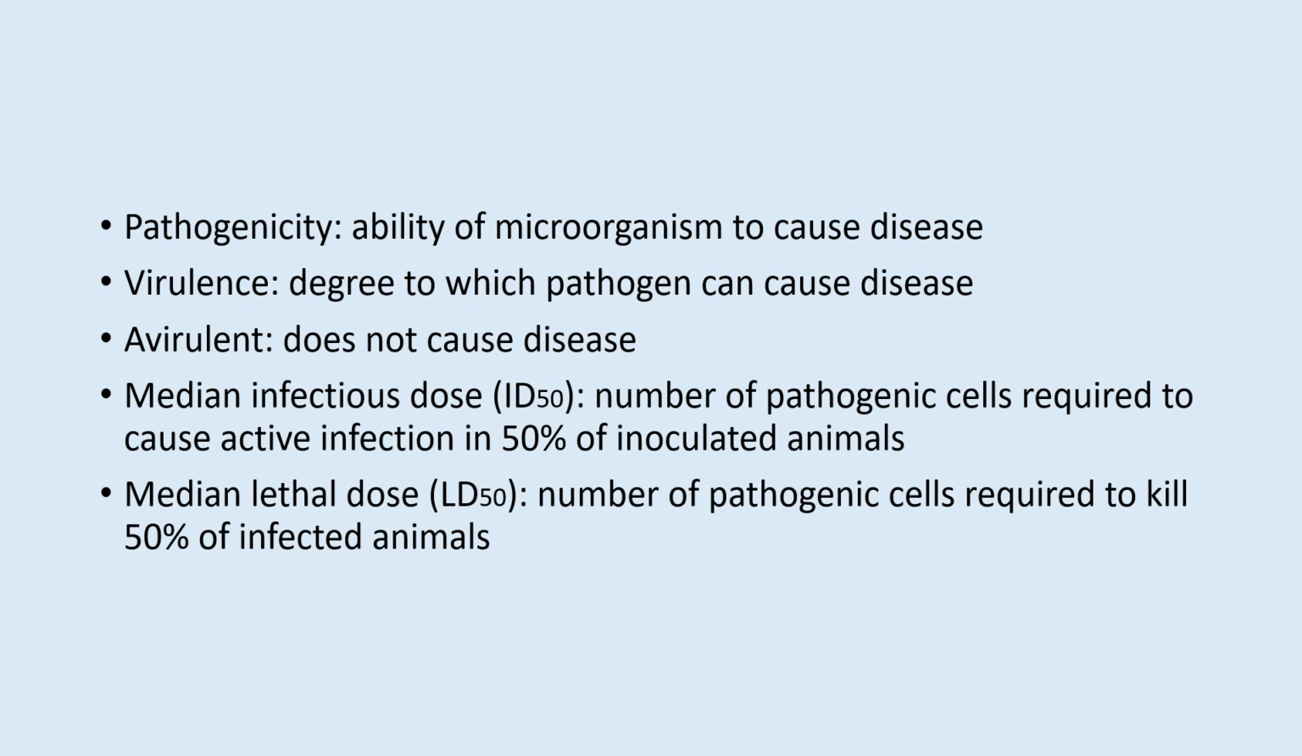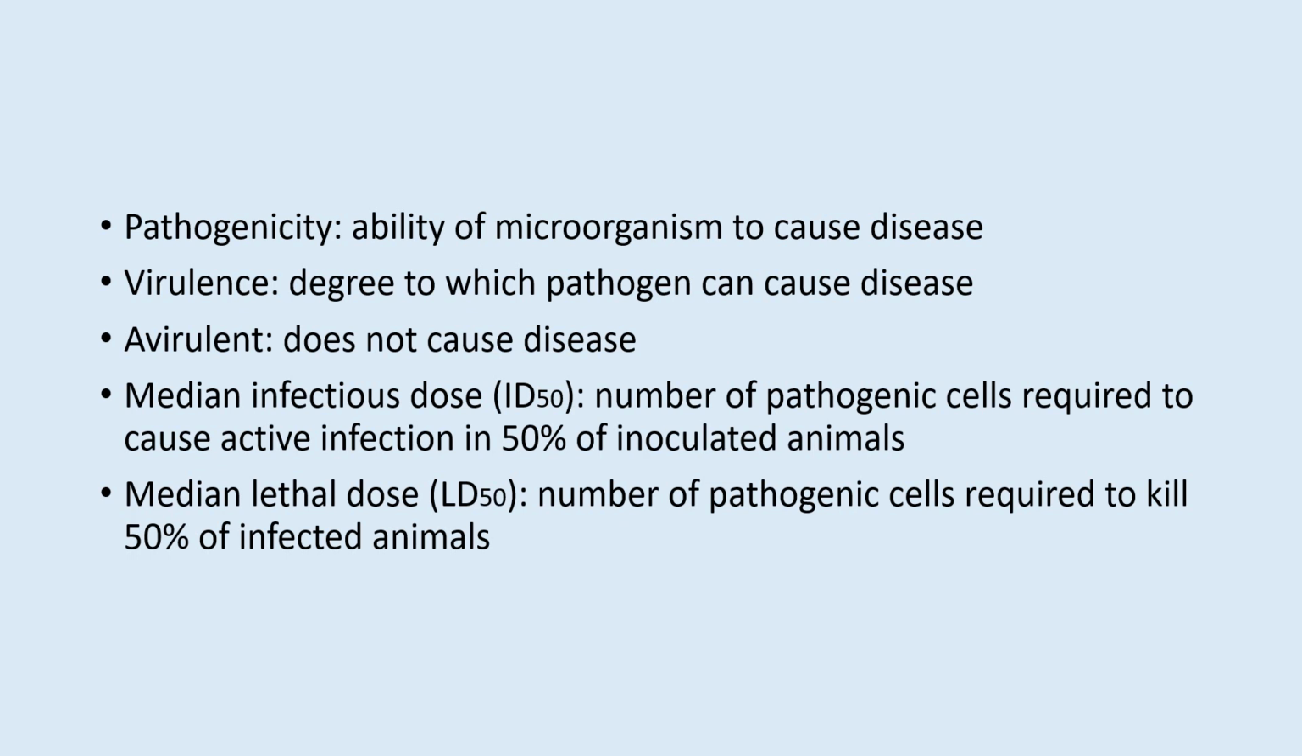Pathogenicity refers to the ability of a microorganism to cause a disease. Virulence is the degree to which the pathogen can cause the disease. If something is highly virulent, it probably is going to cause the disease. If it's low virulence, the possibility is there, but probably not. Avirulent means it doesn't cause the disease at all.